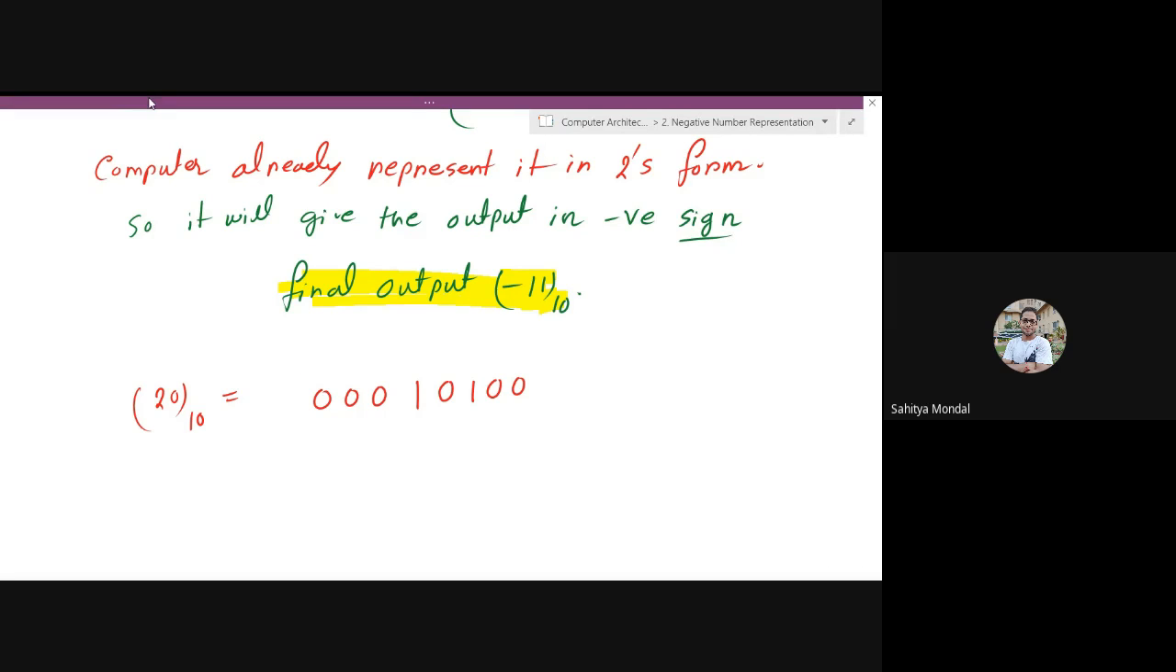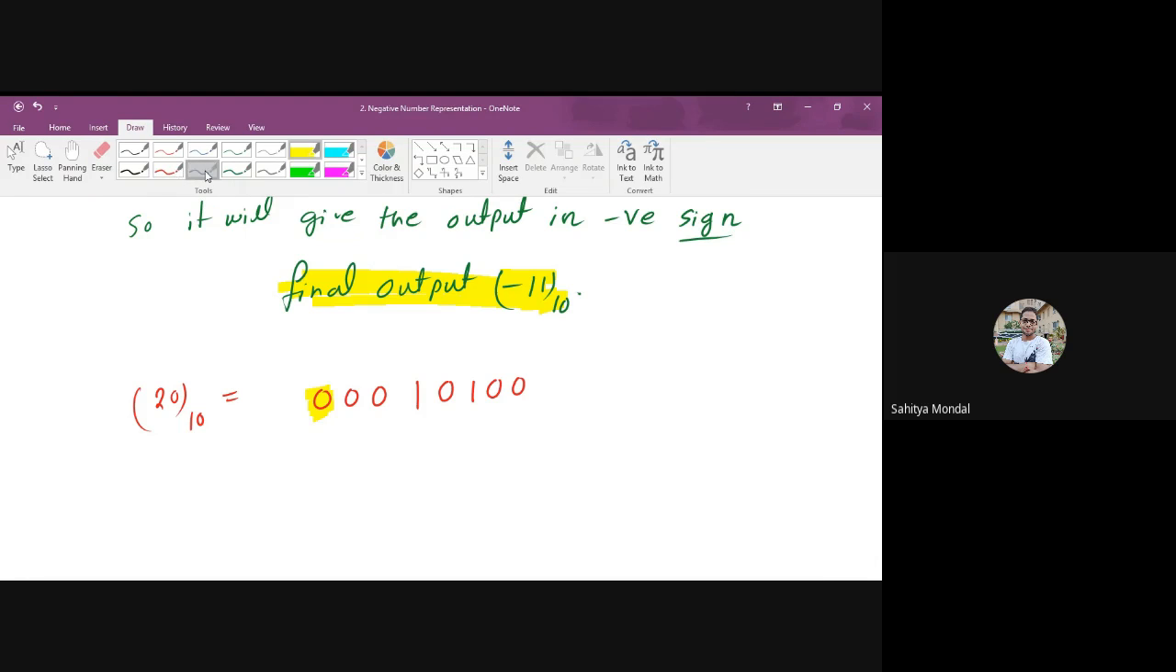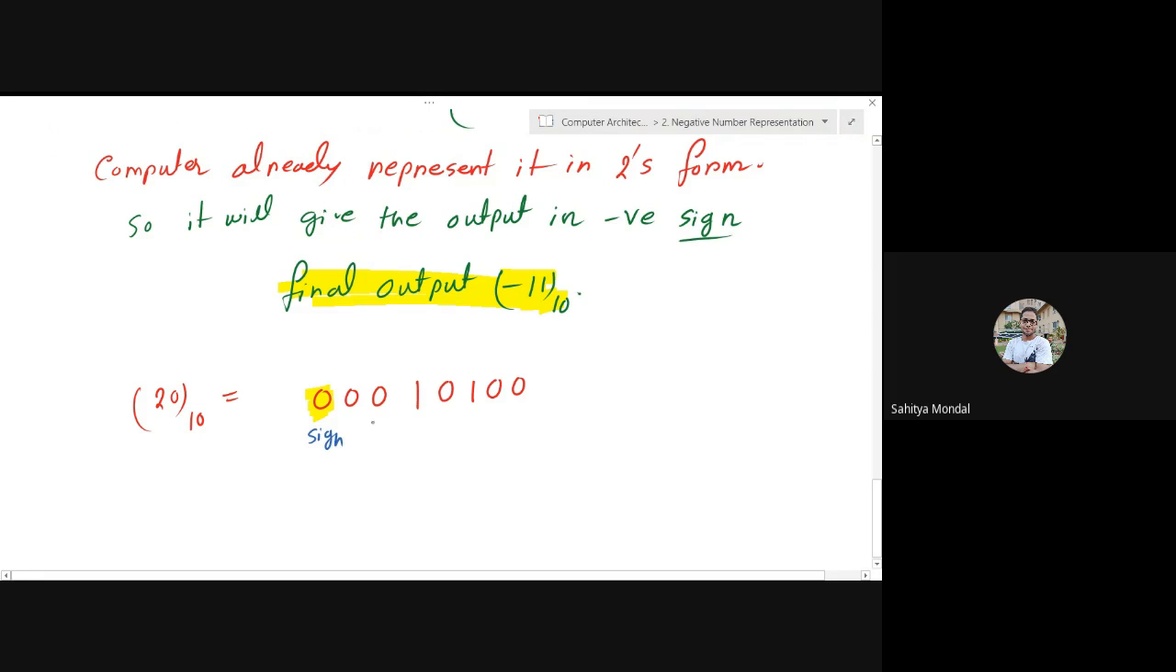So here your sign bit is 0. Sign bit 0 means the computer will think that this is a positive number. So to represent the positive number with normal bit arrangement, no issue. So the computer will not do what it did in the case of negation. Understood? It will give you the magnitude with the sign. So this is your sign, and the remaining is the magnitude. So finally, we will get the output as 20 only. I hope it is clear now.